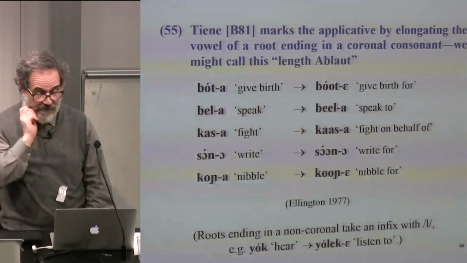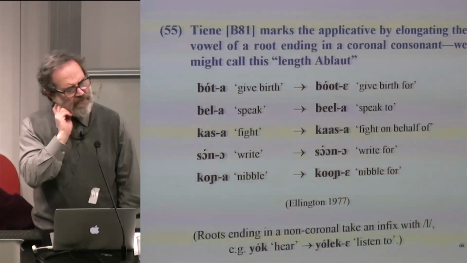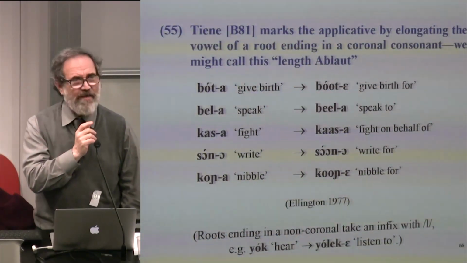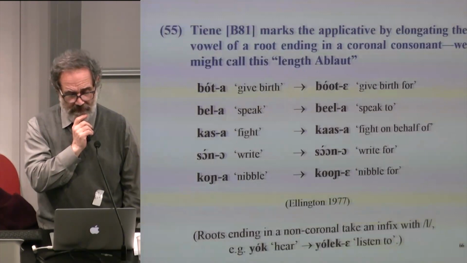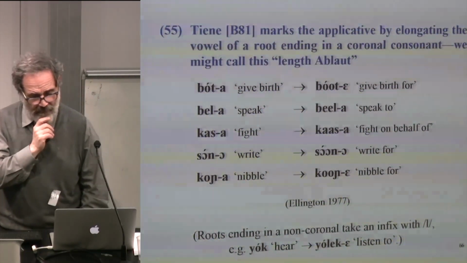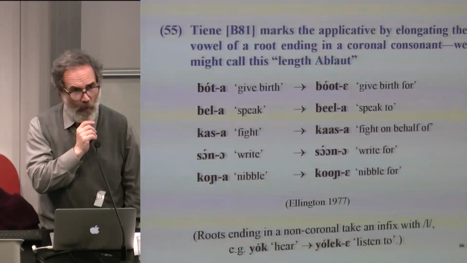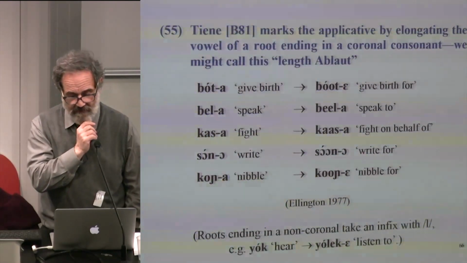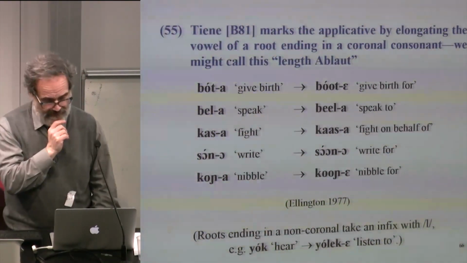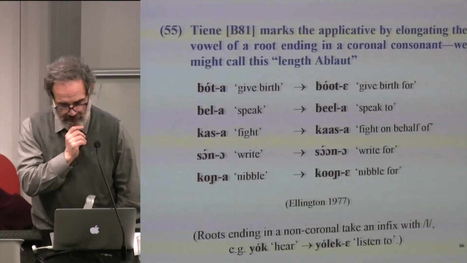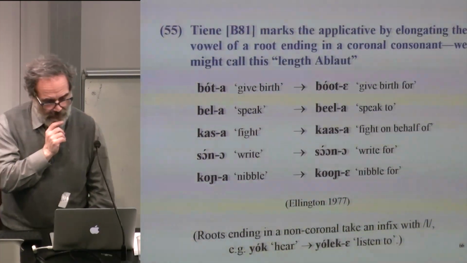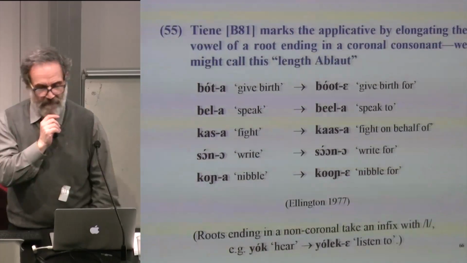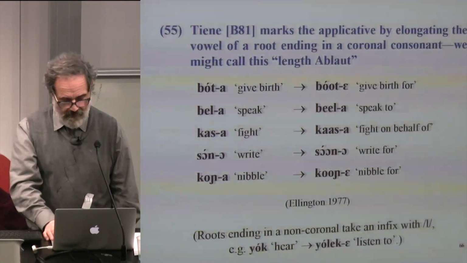So here's a Bantu language from Congo, Brazzaville. Actually, it's from Democratic Republic of Congo, but right on the border, marks the applicative by elongating the vowel of a root ending in a coronal consonant. So you can see bota, give birth. If you give birth for some reason or some person or something, it's bote. Bella, to speak, becomes bela, speak to someone. Kasa, fight, becomes kasa, fight on behalf of. Sona, to write, becomes sono, to write for. Konya, to nibble, becomes konye. Okay, so that is clearly a morphological function of that length there.